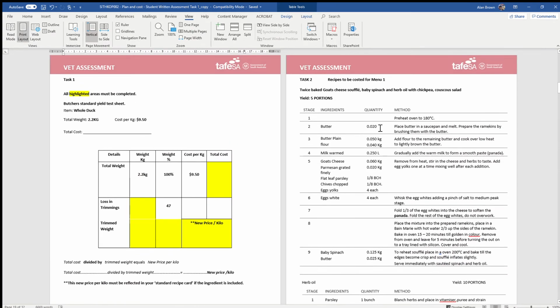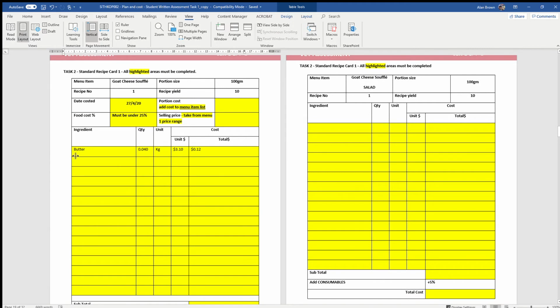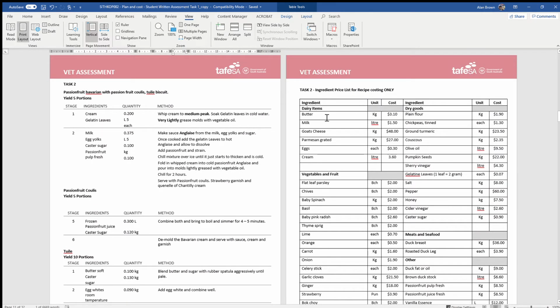So butter, 20 grams. I've just timesed that by 2 and put 40 grams in there. For butter, do it in decimal form, so 0.040, and when you punch it into your calculator, always punch it in as 0.040 and then times the quantity by the unit amount. That unit amount came from the food cost up here, so $3.10. So you refer to that.